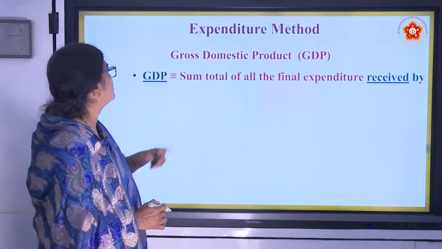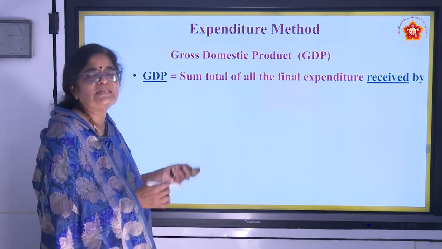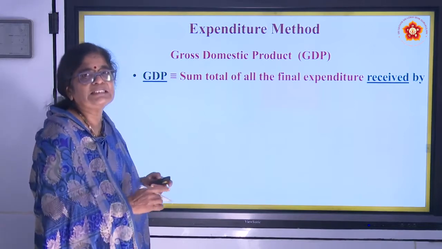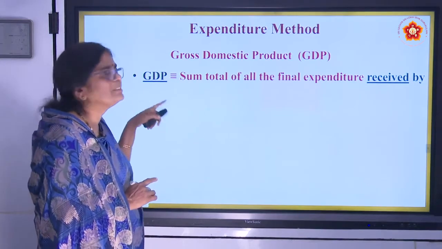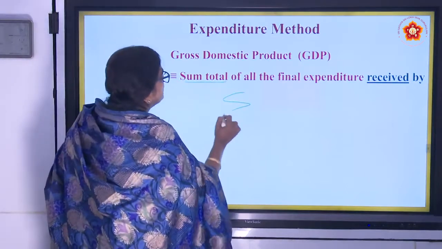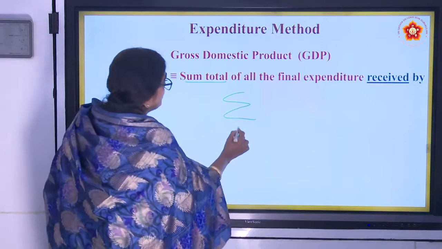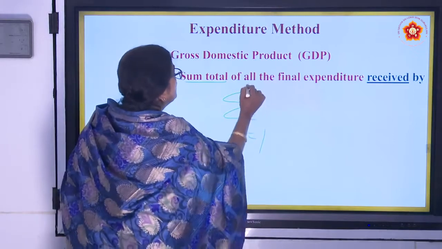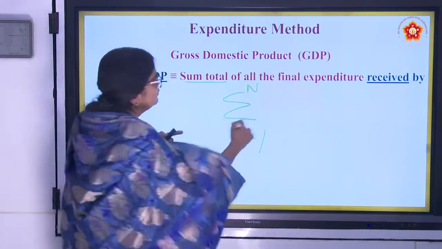And gross domestic product. What is gross domestic product? Now we will say all the four sectors' expenditure is received by N firms in the economy as an income. Therefore, GDP is the sum total. We have summed up, no? Summation. Here, how many firms? i equal to 1 to n number of firms. That is what we added, no?